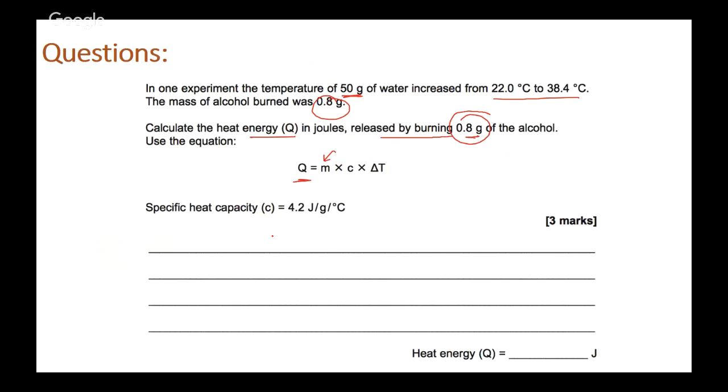So write out your working out. Q equals 4.2 times 50 multiplied by the temperature change, which is 16.4, and that will end up with 3,444 joules. I just want you to bear in mind the mark scheme to go with this.